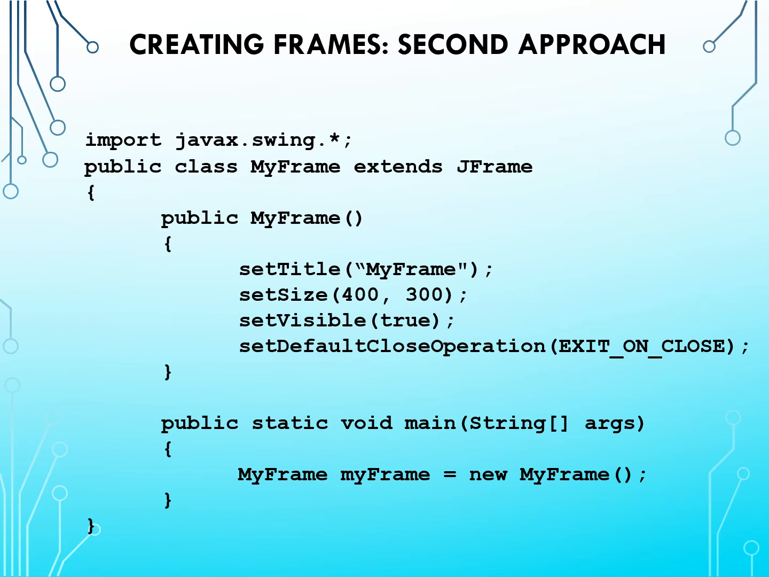So here you create a class, let's say the class name is MyFrame, and then you have a constructor like this. And then you do the same: set the title, set the size, set visible true, and set default close operation to exit on close, meaning that when you press the X button it will be closed. And the way that you run it, you still have a public static void main here, but this time around you simply call the constructor. Okay, that's the second way of coding it manually.